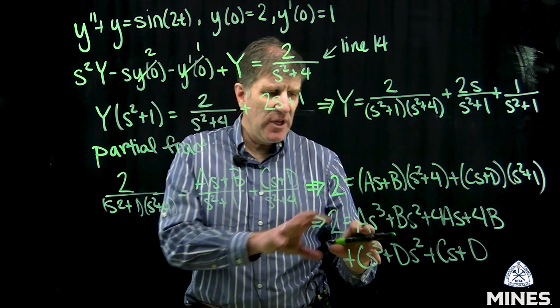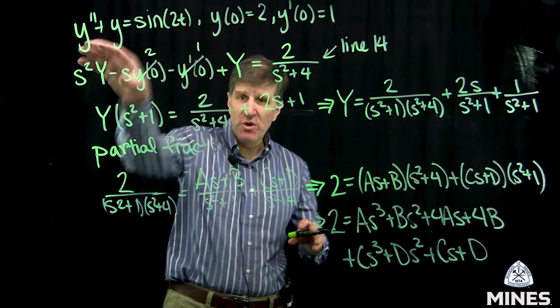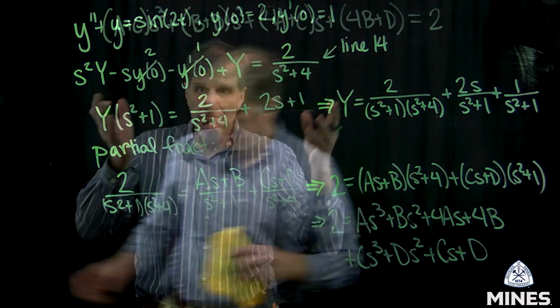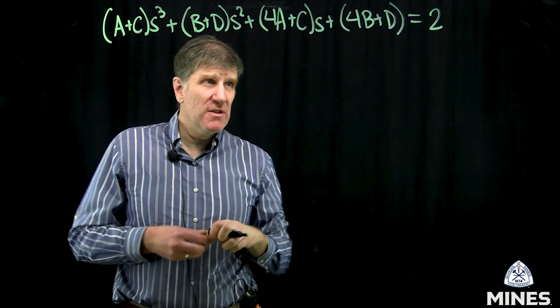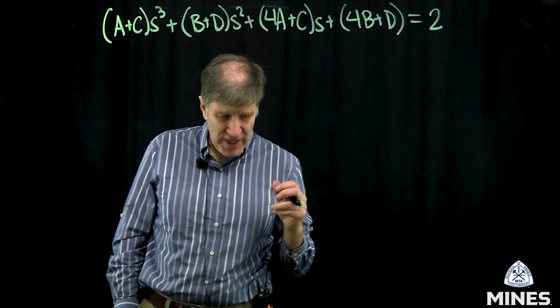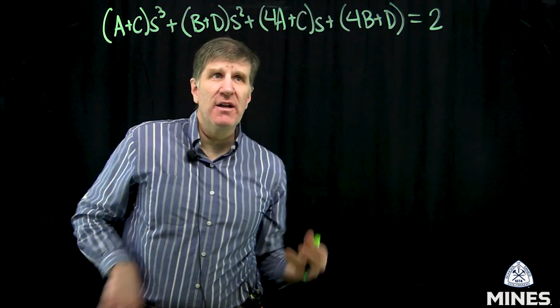And now I need to group the like powers of s. So I'm going to erase, and we'll start over with the like powers of s here and see where we go from there. All right, we gathered all the like powers of s. We combined them, and this is what we have for that. Now we equate powers of s on the left-hand side and the right-hand side.